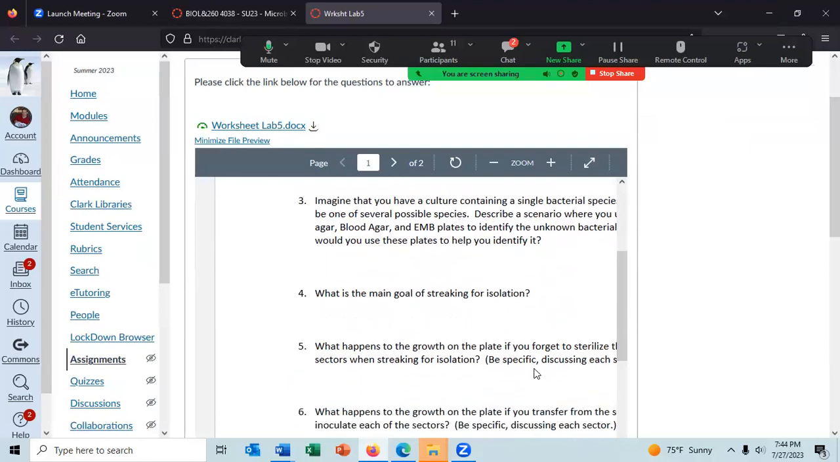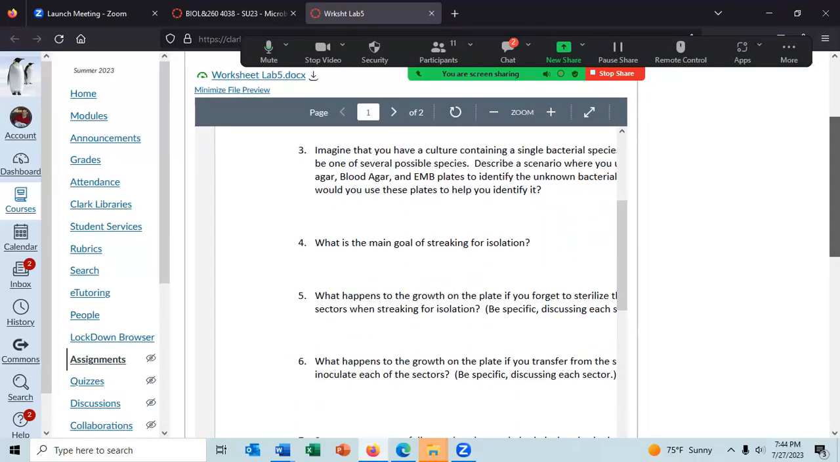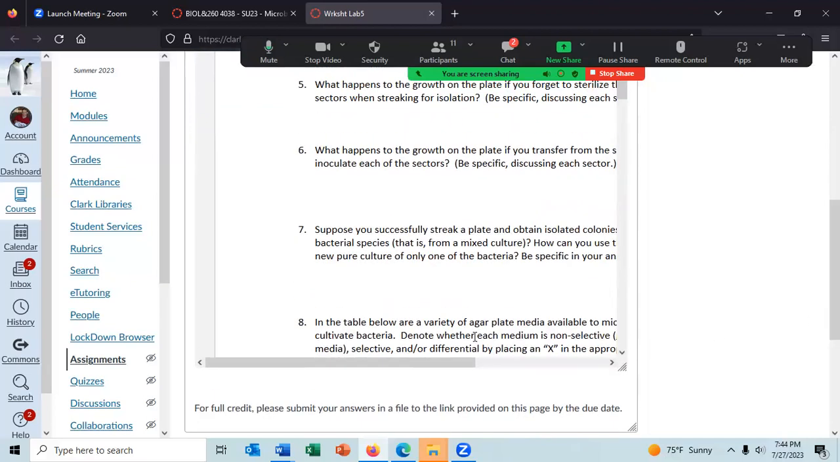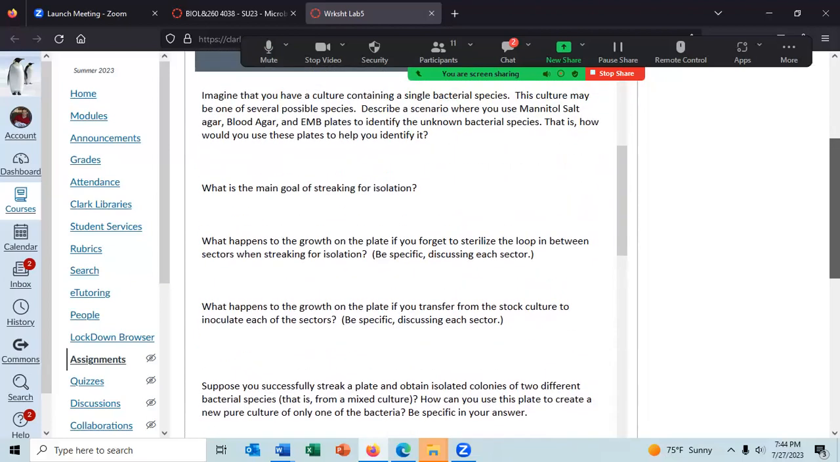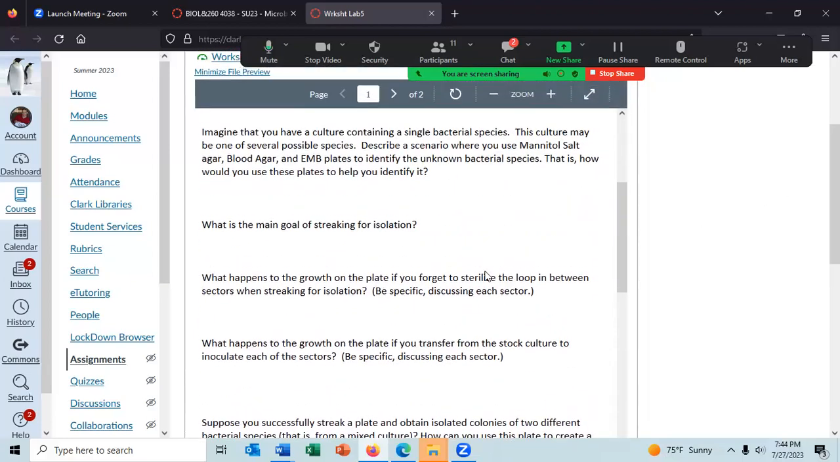You need to be specific discussing each sector. So if you simply say, what happens on the plate if you forget to sterilize the loop between each sector? I can't read all of that. Scroll it over like there. And you simply say, well, you won't get isolated colonies. I'm going to tell you that's not correct. You need to discuss each sector, meaning tell me what growth you see in each sector to answer this question. Any question about that?